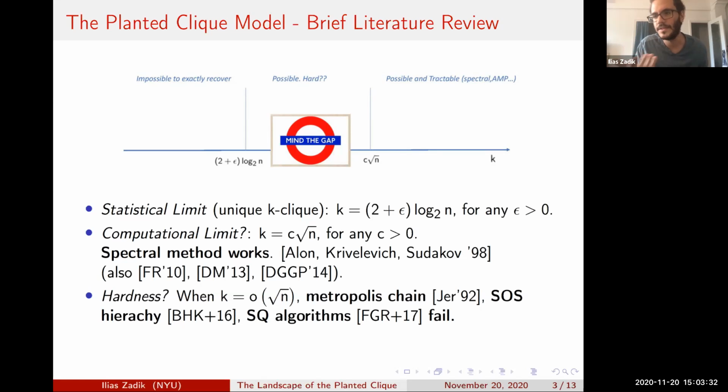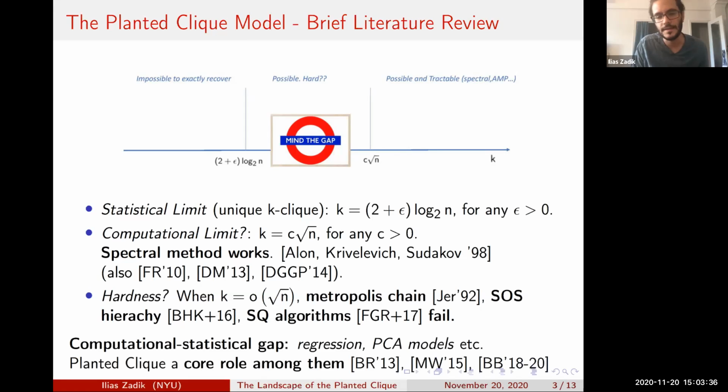But in the computer science world, you call it maybe there is hardness here. And in inference, this falls under a specific name: computational-statistical gap. If you care about statistical problems, this appears a lot in regression and principal component analysis. It has actually been proven that Planted Clique, like the simple stochastic block model from the first talk, this toy model, actually plays a core role among them.